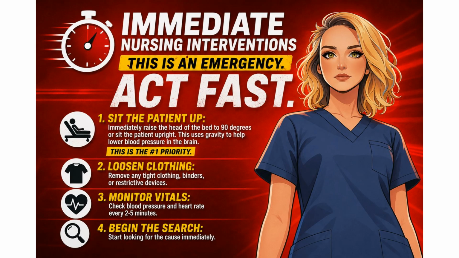When you suspect AD, you must act fast. There are 4 things to do immediately. First and most importantly, sit the patient upright. Gravity helps pool blood in the lower extremities when the patient is sitting up at a 90-degree angle, which can bring the blood pressure down slightly, protecting the brain. This is your absolute #1 priority. Next, loosen or remove any tight clothing, abdominal binders, or compression stockings. Begin monitoring vitals every 2 to 5 minutes. You need to track the BP closely to see if your interventions are working. While doing this, you must immediately begin searching for the cause.